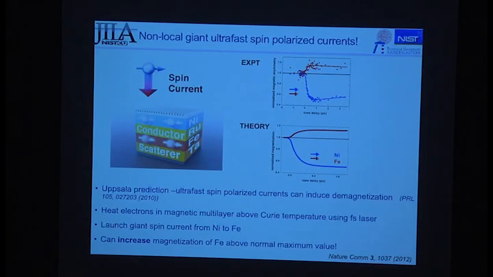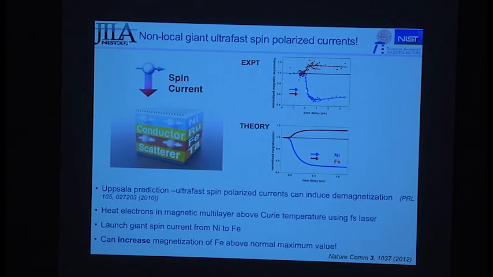So with our colleagues at NIST, we set up a little experiment where we had a nickel layer, a conducting layer, but non-magnetic, and an iron layer. And the femtosecond laser can penetrate all of these layers, so we heat up the electron bath in all of these layers and then see what happens. And if the mechanism was completely local, you would expect to quench the magnetization in both layers. That's not what we saw.